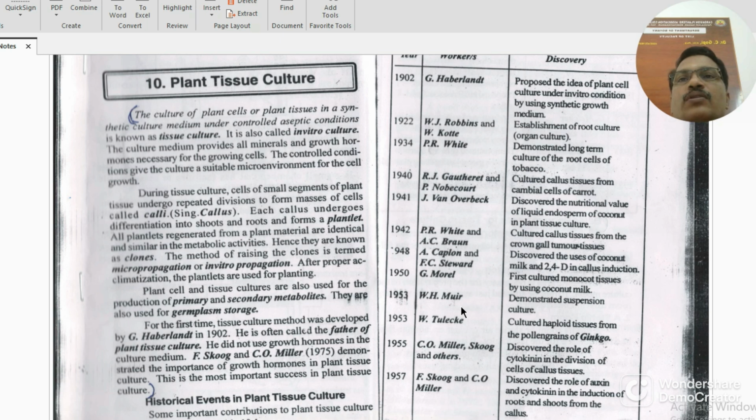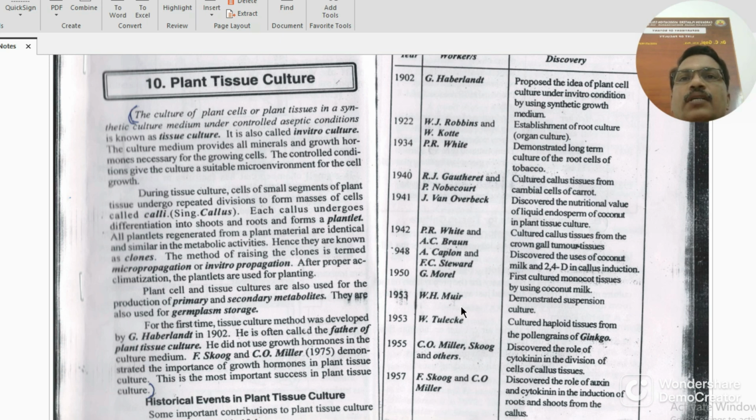They are also used for germplasm storage. We can develop small plantlets or tissues that can be stored at low temperature for future purposes. That is called germplasm storage.